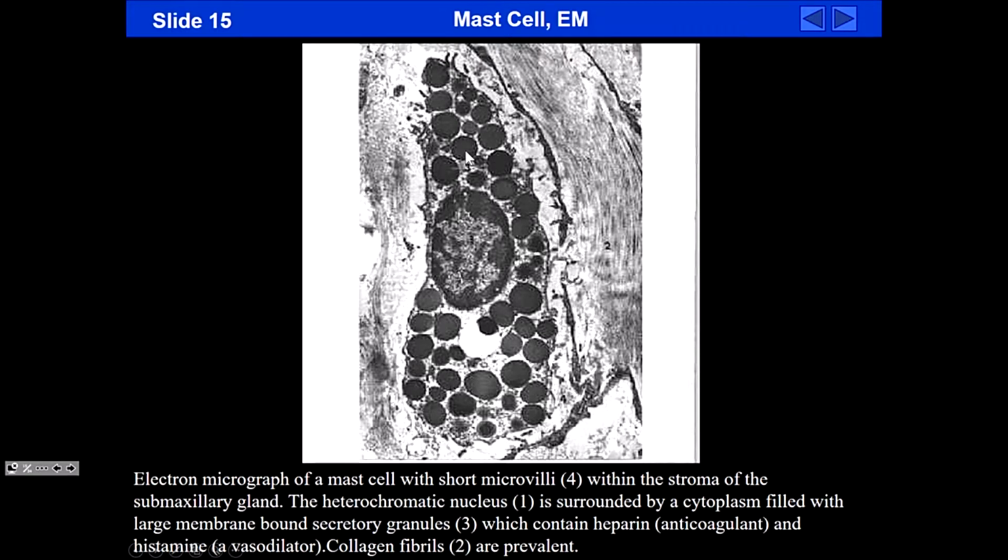Does it always release the same chemicals? Yeah, it's the same chemicals always in mast cells or basophils. It's going to be heparin, it's going to be histamine, right? And then you can also have eosinophil chemotactic factor. They're not all listed here.